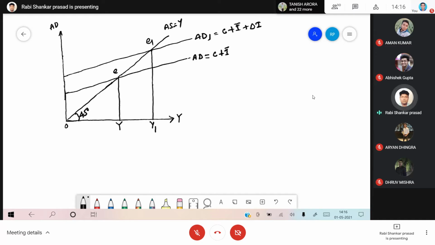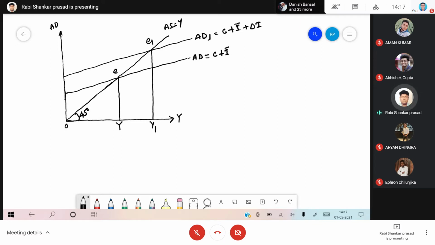Fine. So these are the initial explanations you can give, and also you write that along the horizontal axis we are measuring the level of output or income, and along the vertical axis we measure aggregate demand. Now, this is the given equilibrium condition. Let us consider that there is an increase in investment of delta I amount. The moment you increase delta I amount of investment, aggregate demand will go up.